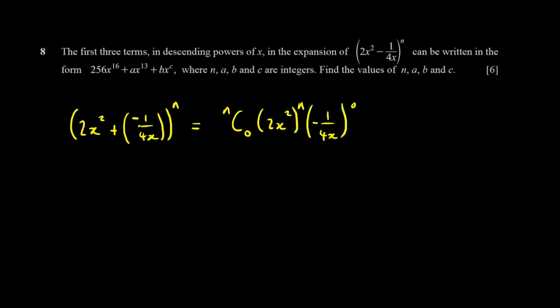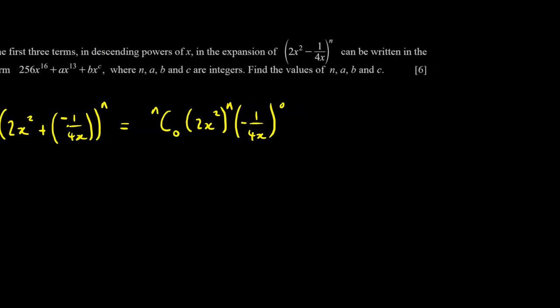Now, we just want to check that we are actually going to get descending powers of x. That means we're going to start with bigger powers and get smaller powers. If we want descending powers of x, then we want the 2x squared to be raised to the power of n first, right? If we did it the other way around, if we had negative 1 upon 4x to the power of n, then we'd have a smaller power of x that would then increase. So you just want to be a little bit wary of that. There's a potential trap there.